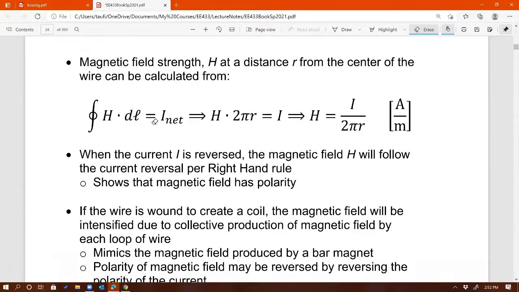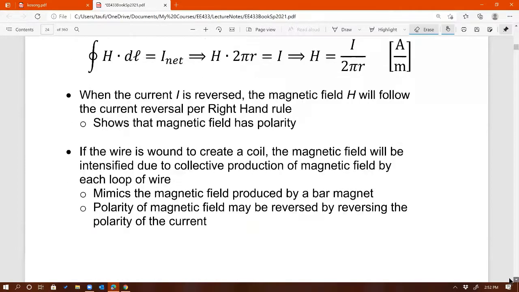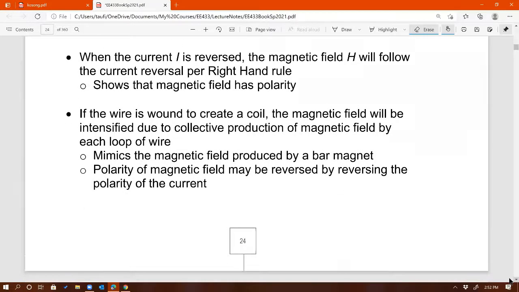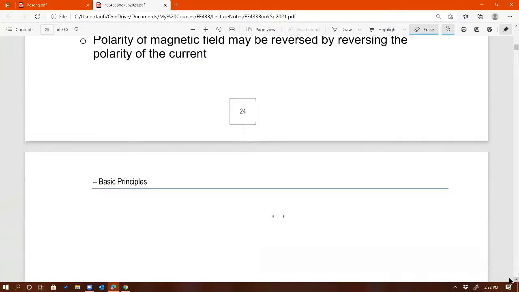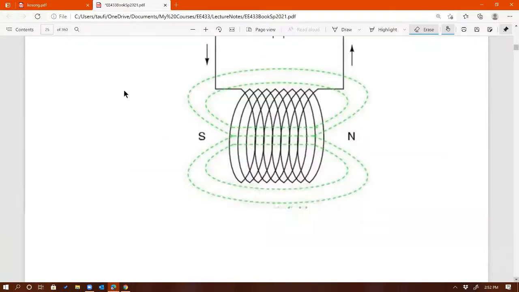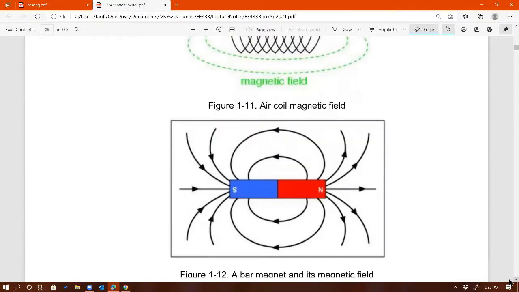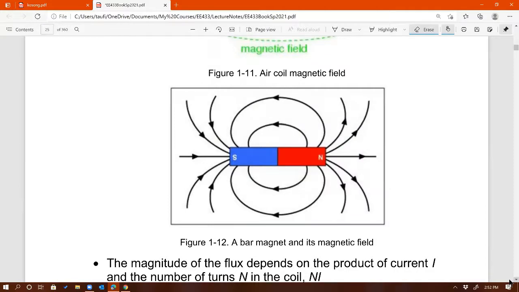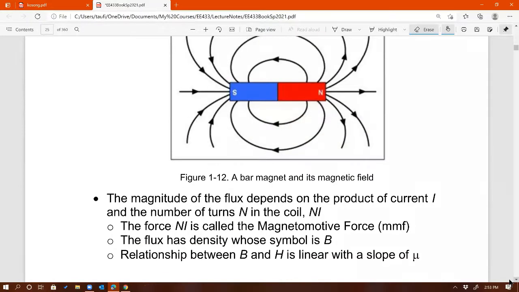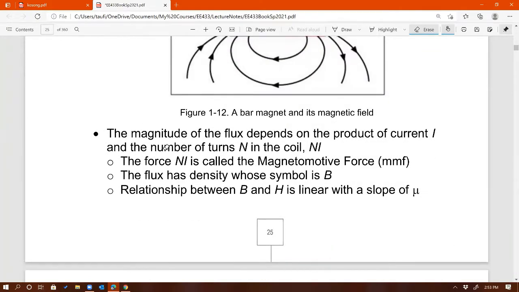Okay. When the current I is reversed, the magnetic field H will follow the current reversal per the right-hand rule, right? So it's going to change the direction of the field accordingly. And again, if you form a coil with the wire, then you have magnetic field that is concentrated inside the core, as we discussed earlier. And actually, I have this that mimics a bar magnet, right? As we discussed earlier. So let's skip that because we discussed that already.